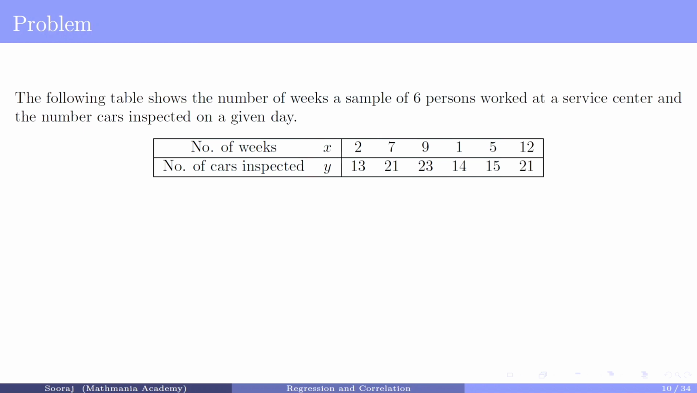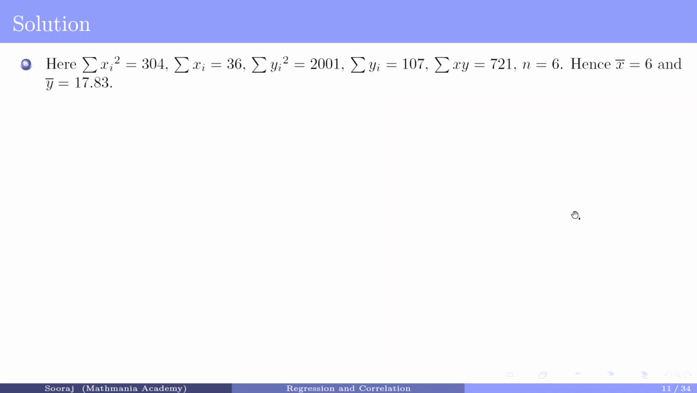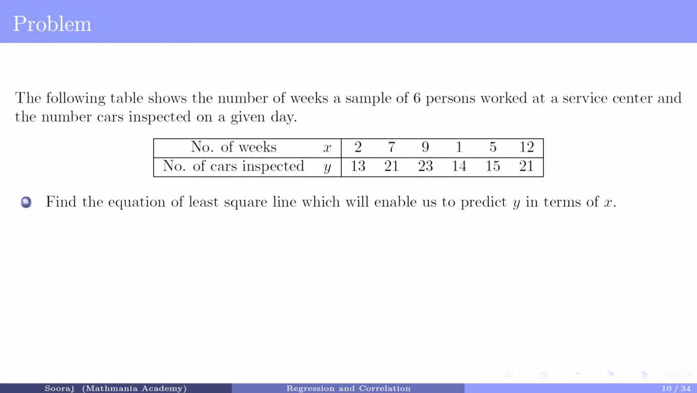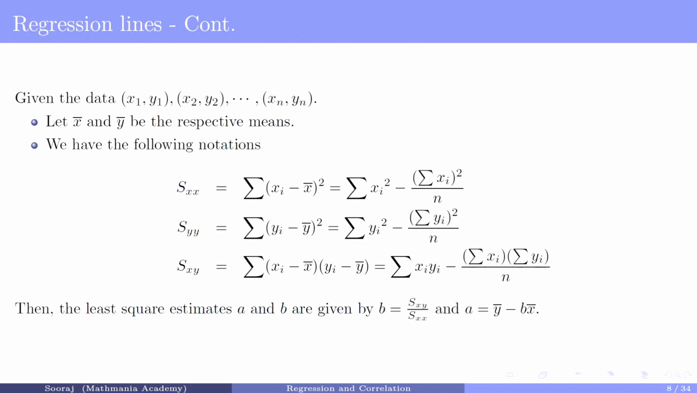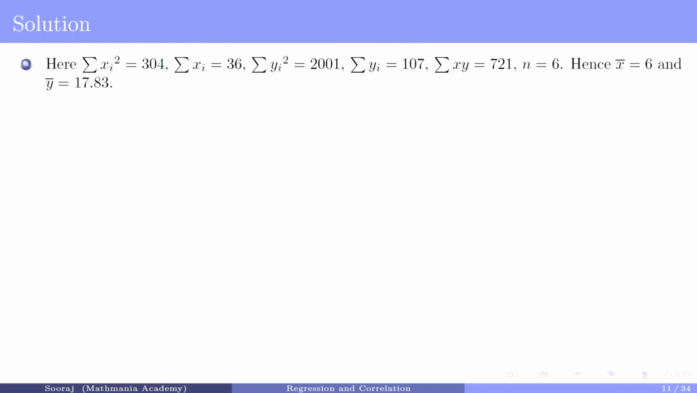So moving further, here we have data x and y, and the respective values are also given. We are asked to find the equation of a straight line which enables us to predict y in terms of x. So first of all we'll have to predict y, for which we will make use of this idea. We will calculate Sxx, Syy and Sxy.